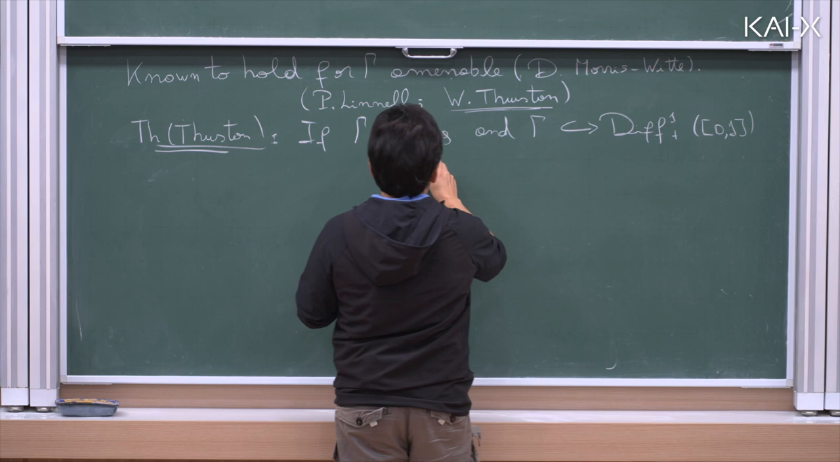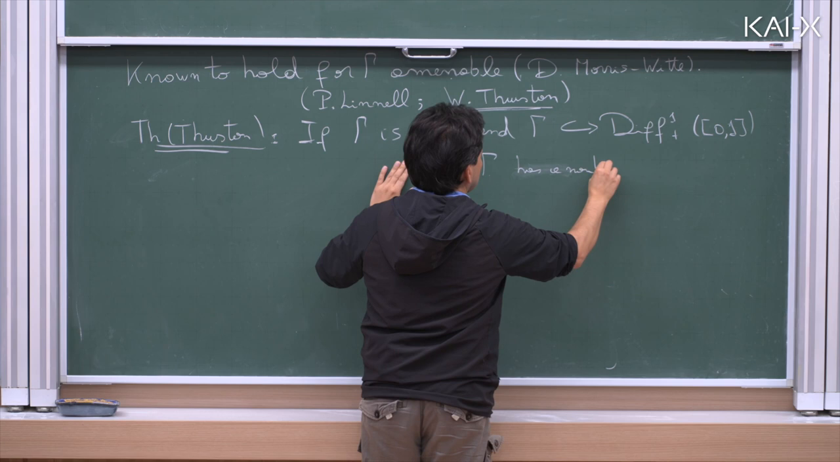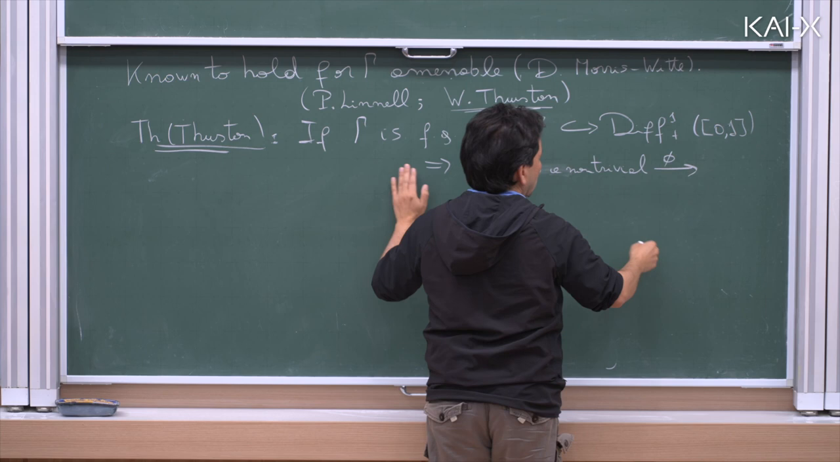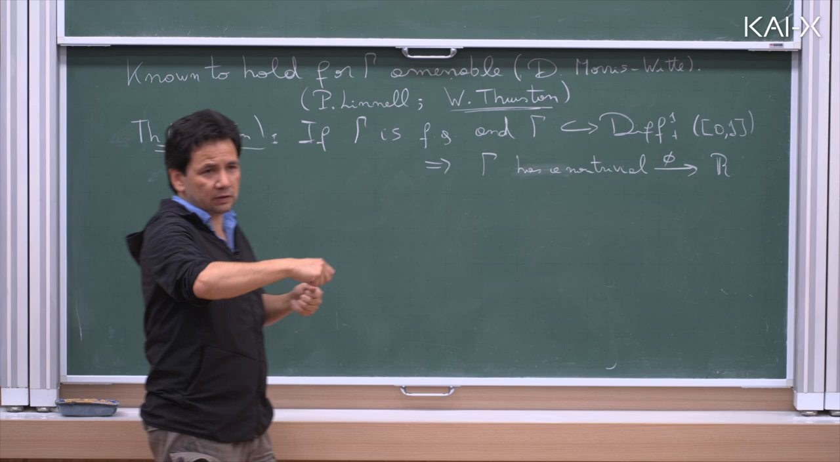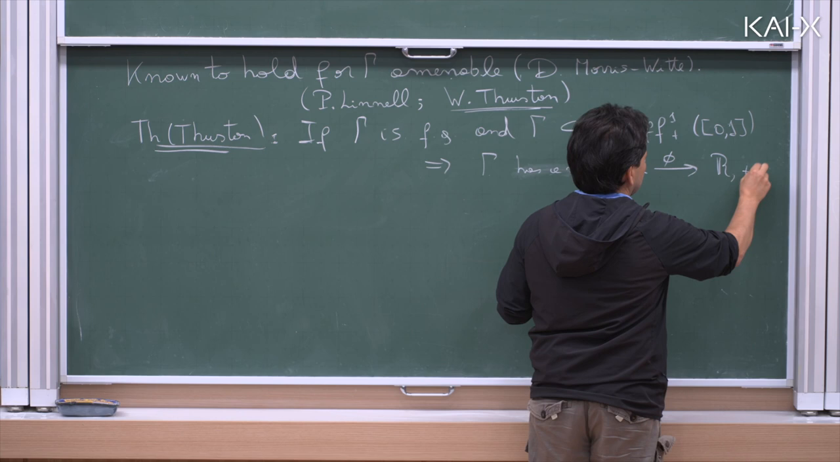Or actually, it's better to write this way. Gamma has a non-trivial homomorphism into the reals, if you wish. When you have this and you are finitely generated, then you can project so that to get this. But actually, into the reals with addition, so the classical group structure. Okay?